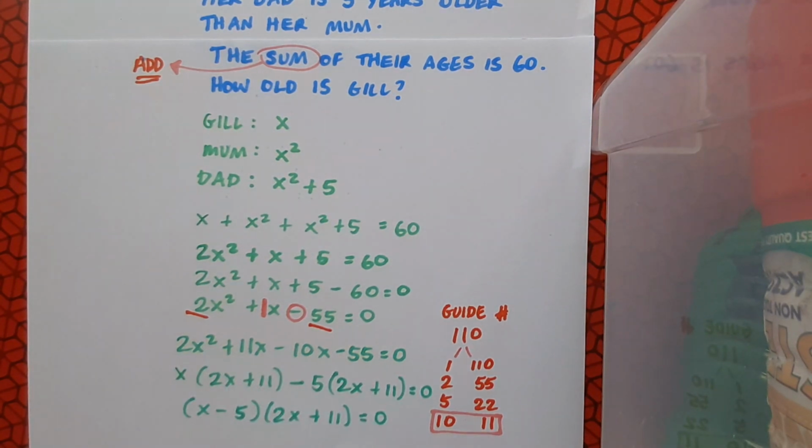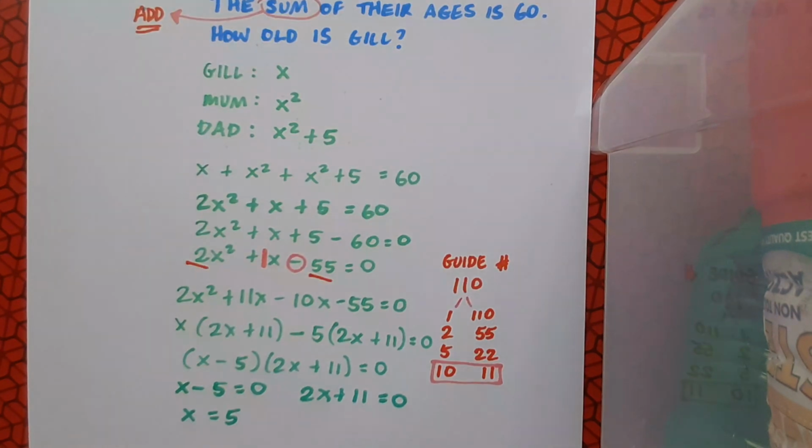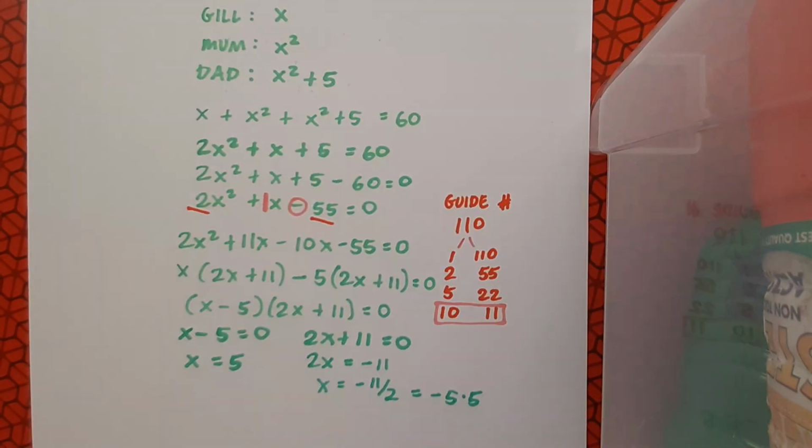Okay, so we have the factors now of our quadratic, and we need to solve. We let each bracket equal 0. And we get a very straightforward x equals 5 for our first solution. When we're solving this one, we're going to have to bring the 11 across first of all, and then divide by 2. So we get 2 solutions, x equals 5, x equals minus 5.5.